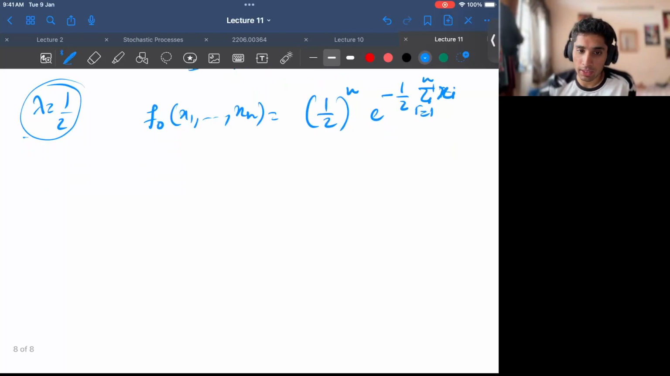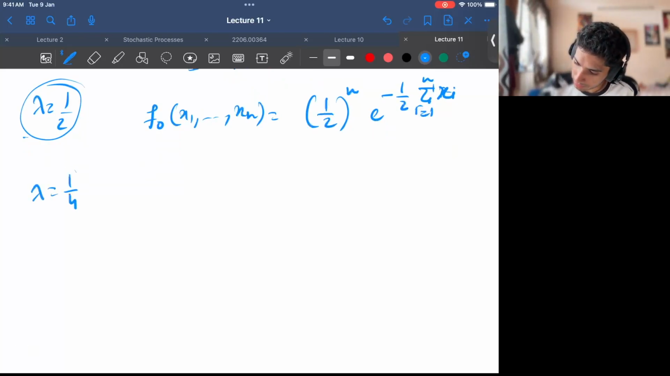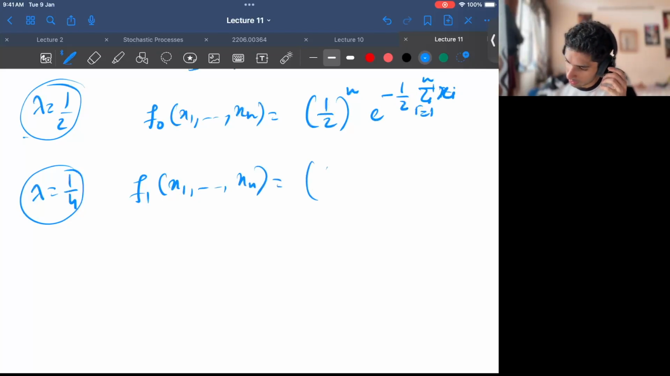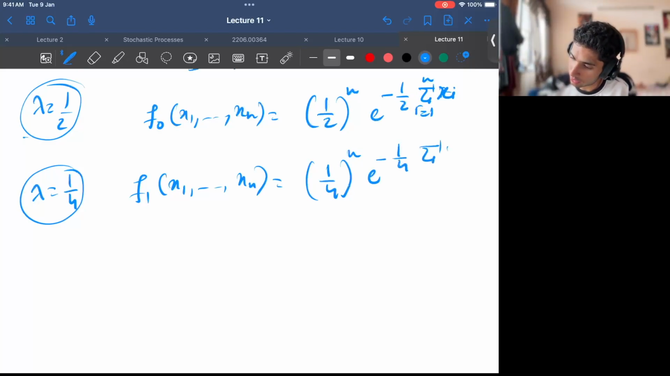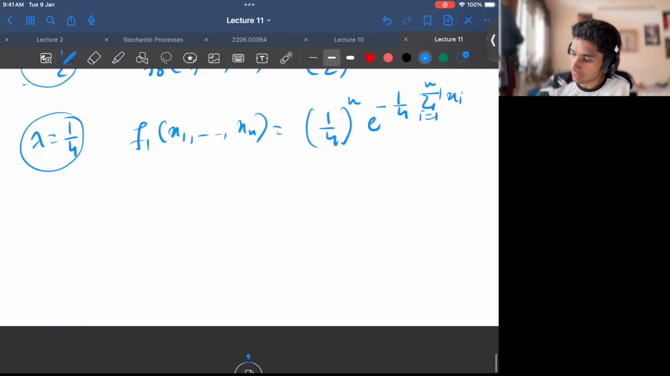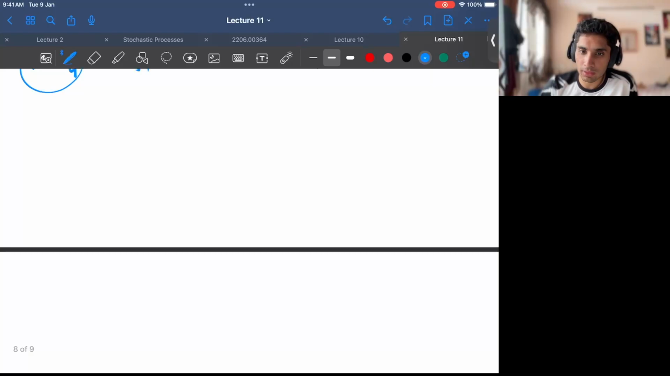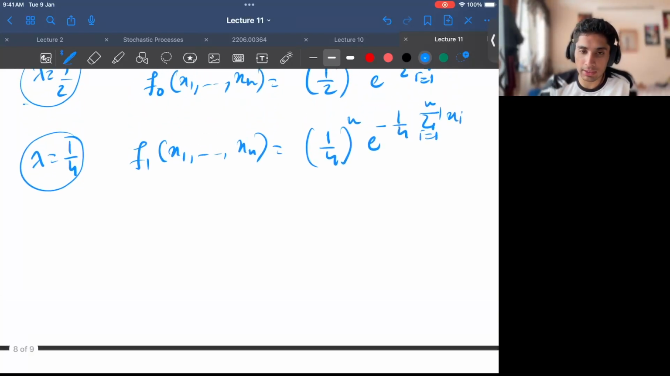Okay. And similarly, under lambda equal to 1 by 4, what will be the joint distribution f of X1 till Xn? This will be 1 by 4 raised to n, e raised to minus 1 by 4 summation xi, i equal to 1 to n. Okay. Now you have everything that you need, right?